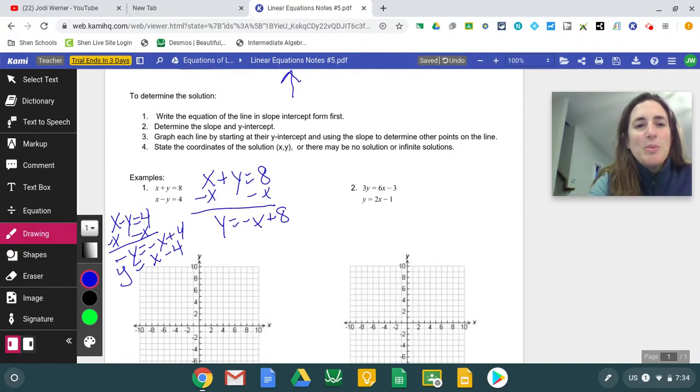Okay, now, oops, that was crazy. It says determine the slope and the y-intercept. So the slope of the first one, let's just look at this first equation.